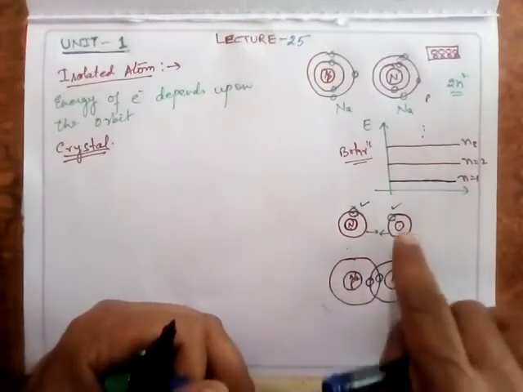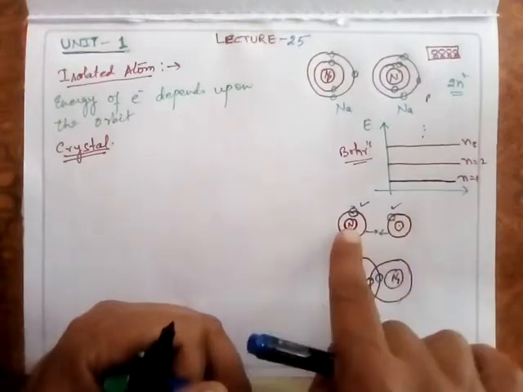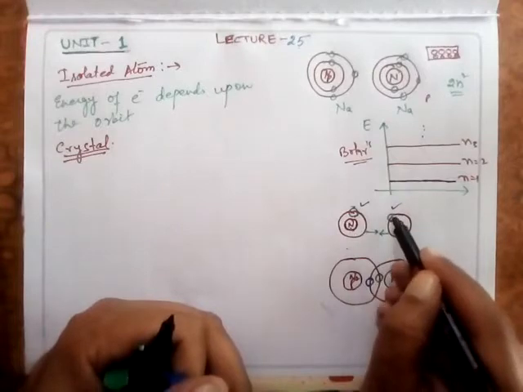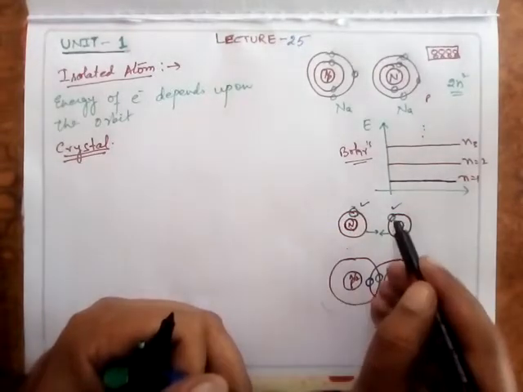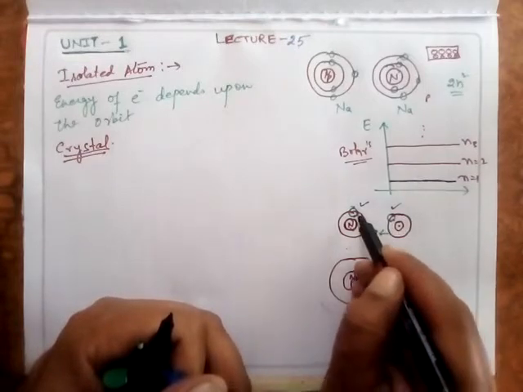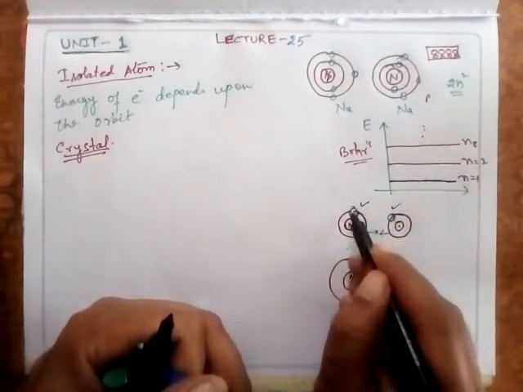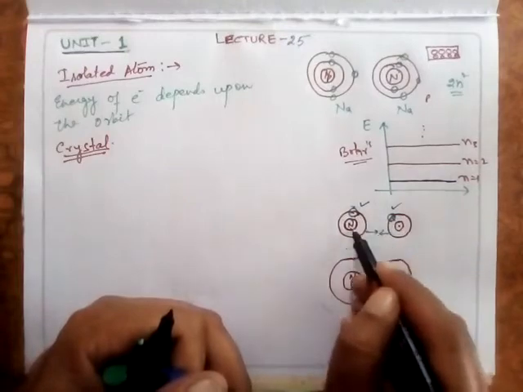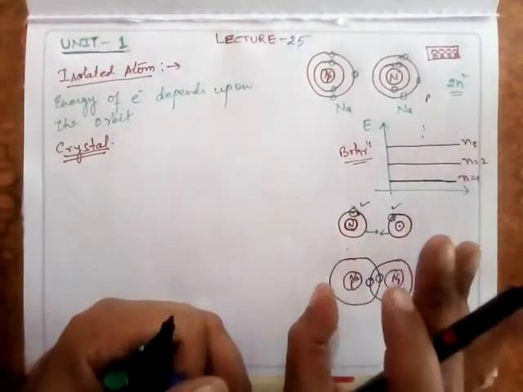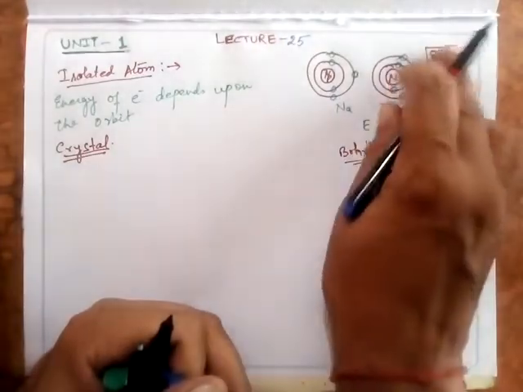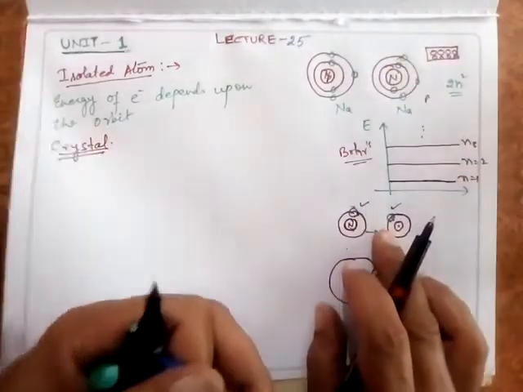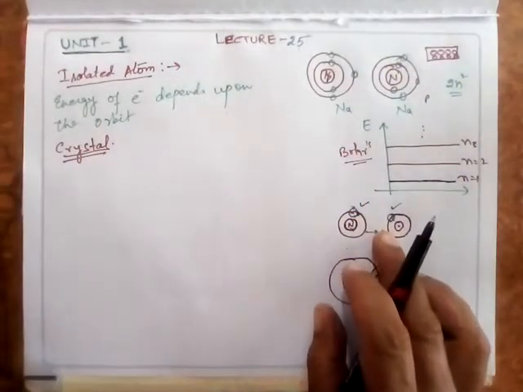When this electron comes close to the neighboring atom, it will have a kind of interaction with its own nucleus, with its own electrons, with the neighboring electron, and with the nucleus of the neighboring atom. So naturally the energy will change. Similarly, various atoms are there, so it is no more a single energy level. We say that an energy band is there.